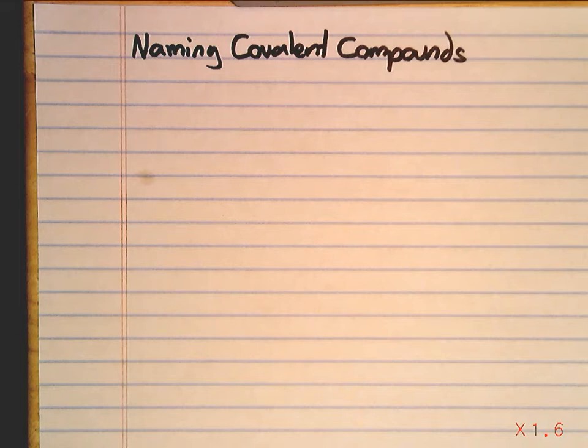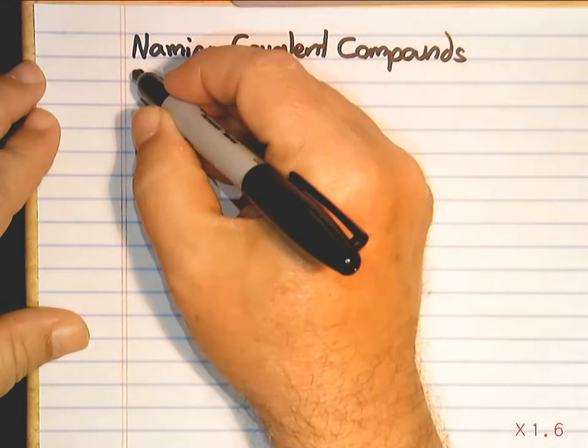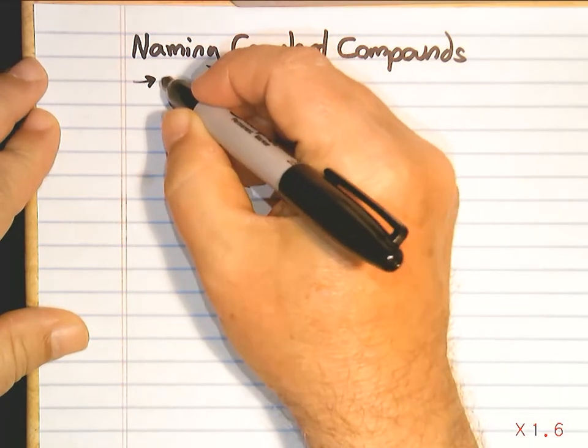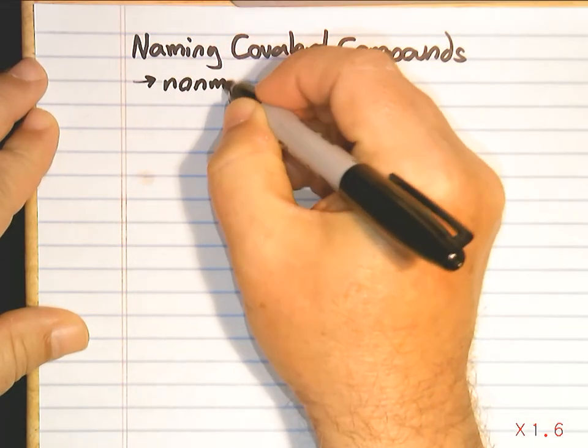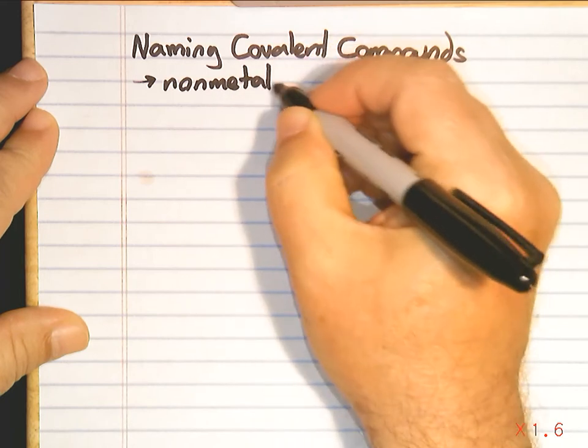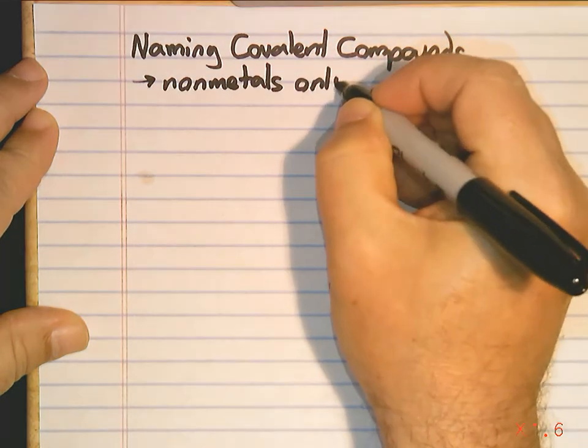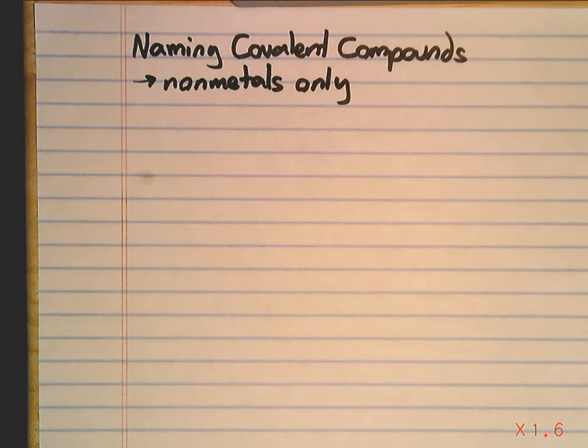Now, covalent compounds are not ionic compounds. They don't contain any recognizable ions. And we can detect them because they are made of nonmetals. They don't have any metals in them. And we name them differently. They're not named the same way that ionic compounds are. Now, the names are kind of similar, but not quite the same.